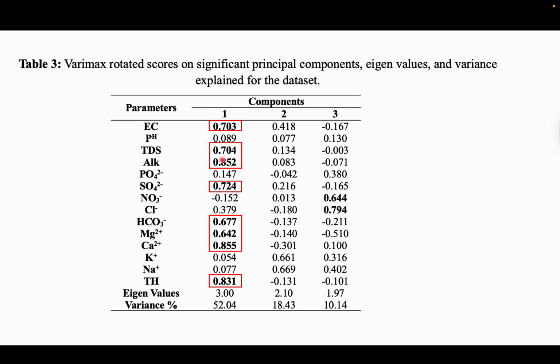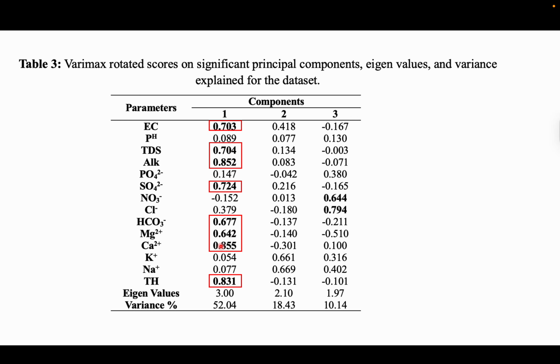So these results may indicate that lithology is the dominant source of these ions. As well, we can also see that bicarbonate, magnesium and calcium have high loading. So this result may indicate carbonate weathering as the predominant source of these ions. However, it depends on your geology and the lithological situation of your study sites.